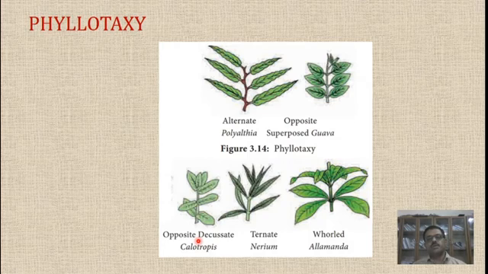Then in opposite decussate condition, each pair of leaves is perpendicular to the leaf pair above it, or at right angles to the leaf pair above it. So this is called opposite decussate. In opposite superposed condition, usually the branches are horizontal, they lie horizontal, and so all the leaves can get sunlight even when they overlap each other.